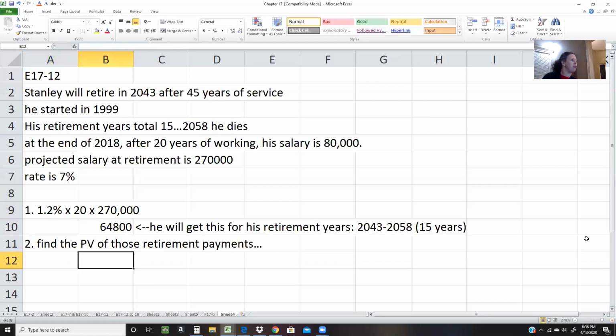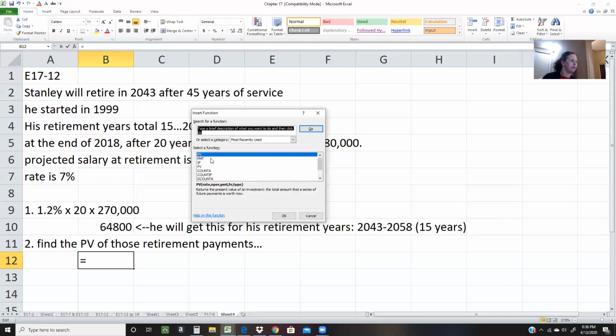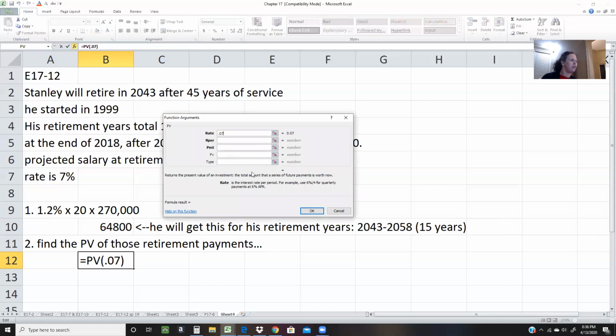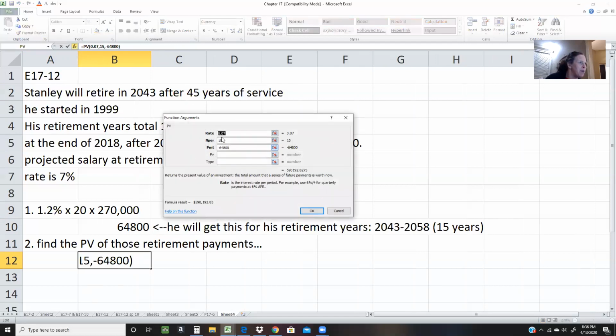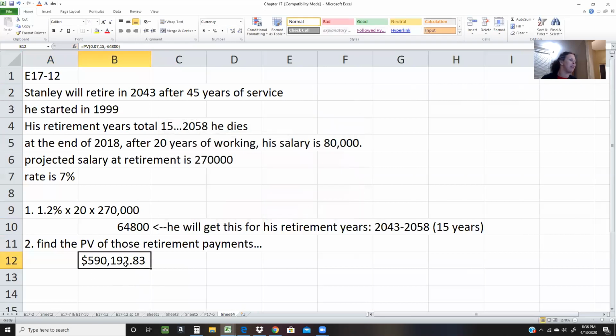So we'll find the present value. We'll use PV. The rate used is 7%. He's going to be in his retirement years for 15 years, and the amount of his payment is negative $64,800. So the present value is $590,192.83. I know I did that kind of fast, and I know you can pause, but I'm going to go ahead and bring it back up. I have 7%, 15 years, and every year he's going to get $64,800. He's going to get that money for 15 years in total. So if we bring that all back to his retirement date, the value of his retirement plan on that day would be $590,192.83. And then it wants to know what is the PBO.